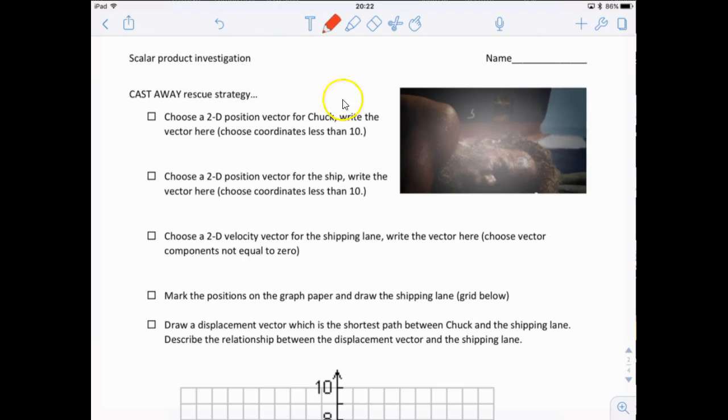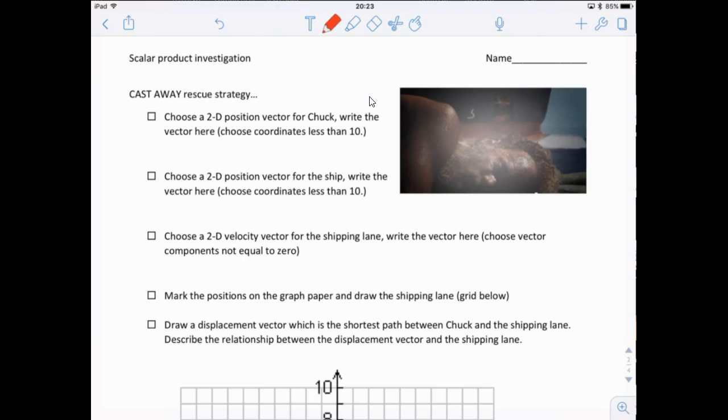Okay, now we're going to get to the section of the investigation, which is based on the movie Castaway. If you remember when the Tom Hanks character Chuck saved himself, he was lucky enough to have his raft cross some shipping lanes, and a container ship saw him and rescued him. So let's say that Chuck was actually going to make a plan to actually go with his raft and try to meet the shipping lane.